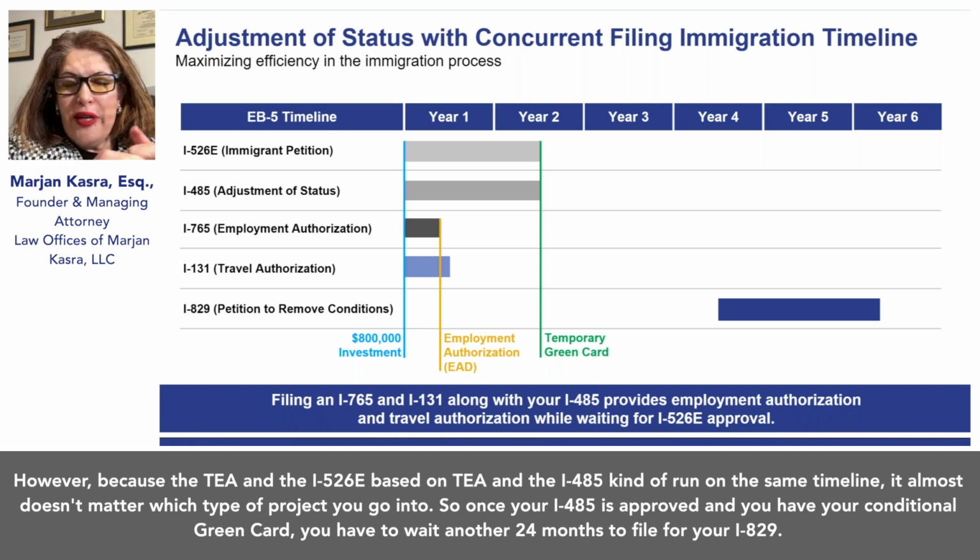So once your I-485 is approved and you have your conditional green card, you have to wait another 24 months to file for your I-829.